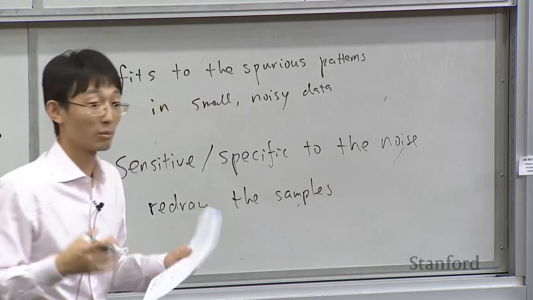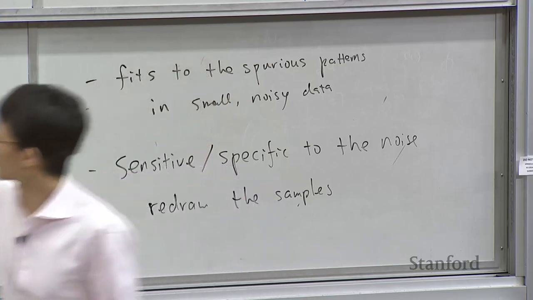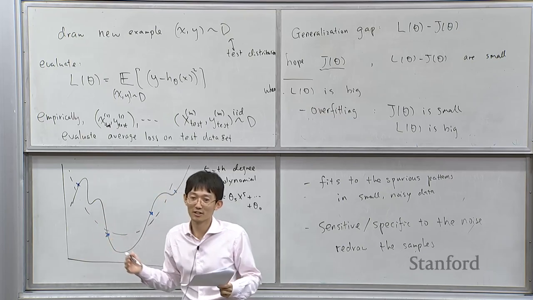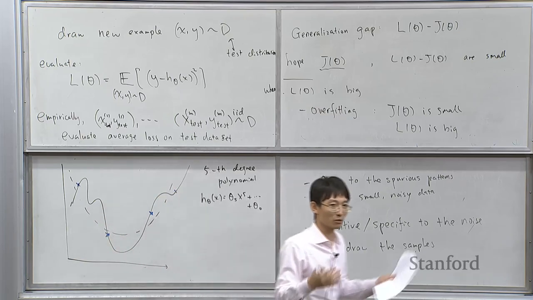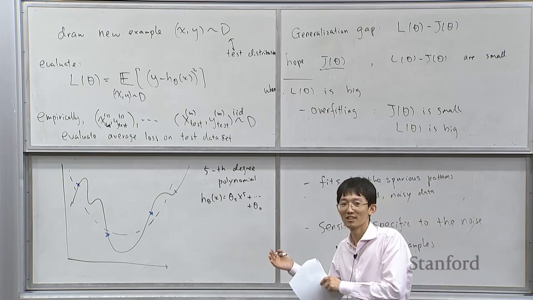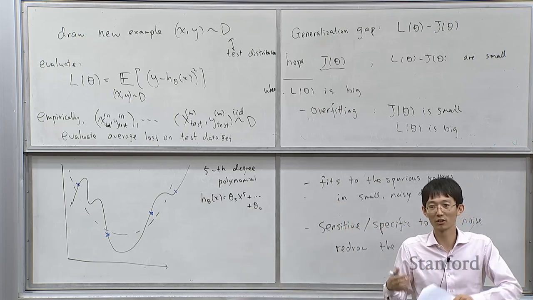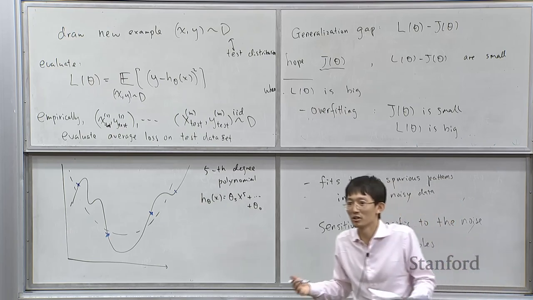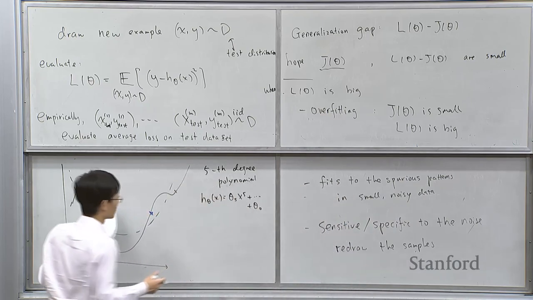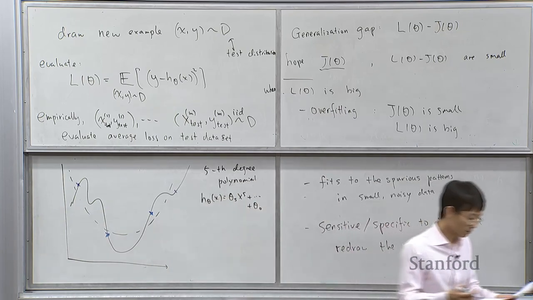And you ask whether, after you redraw the samples, you are going to see the same model again. You redraw some new samples with different spurious patterns, because they are noise. If your model is specific to the spurious patterns, that means if you redraw, you are going to learn the new spurious patterns, and you are going to have a different model. If you are not specific or sensitive to spurious patterns, even with a new data set, you shouldn't change much. You should still output the same model. And it turns out that if you have the 5-degree polynomial and you redraw the data set, then you will find a new model.